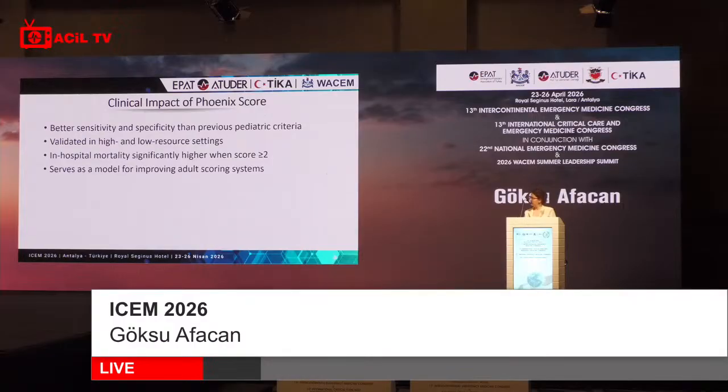The clinical impact is impressive. Children meeting the Phoenix criteria had markedly higher in-hospital mortality in higher-resource settings, and this score improves not only clinical care but also the epidemiology and research in pediatric sepsis worldwide. It serves as an excellent model for how we can refine scoring systems for adults also.